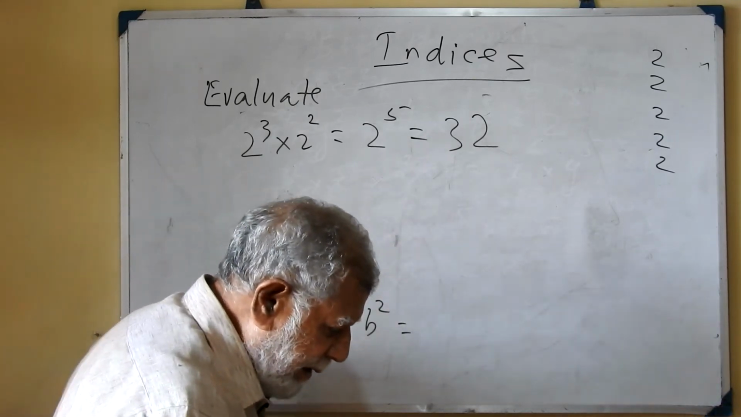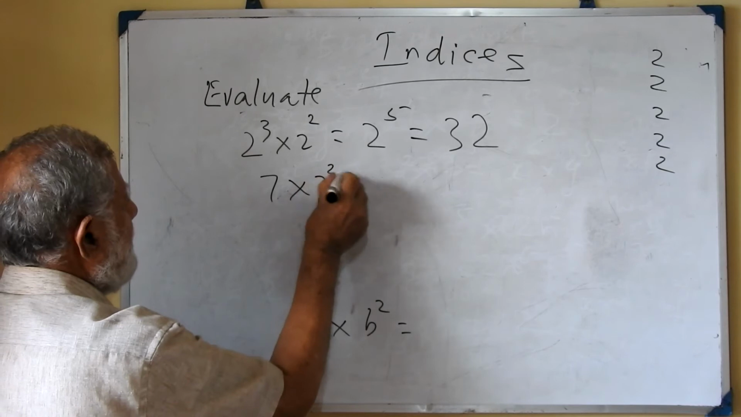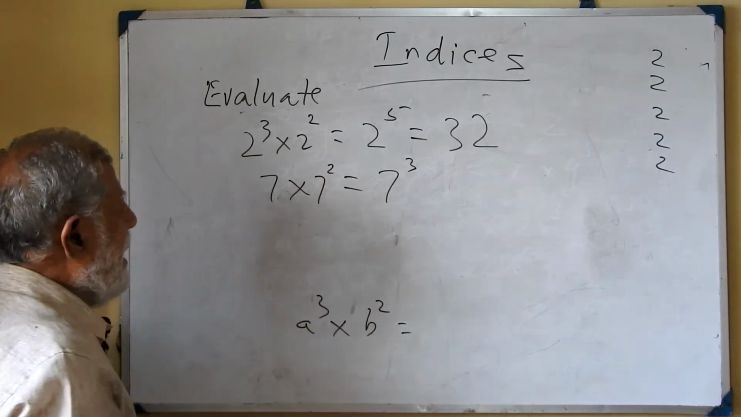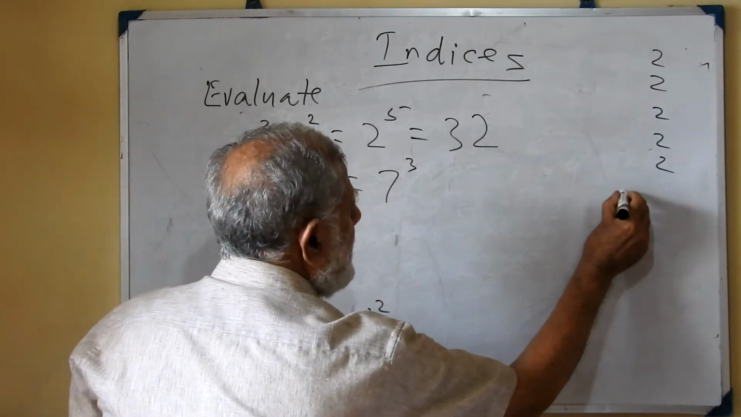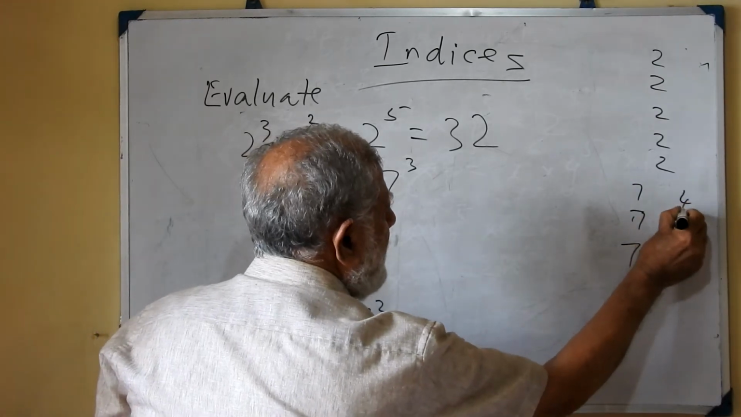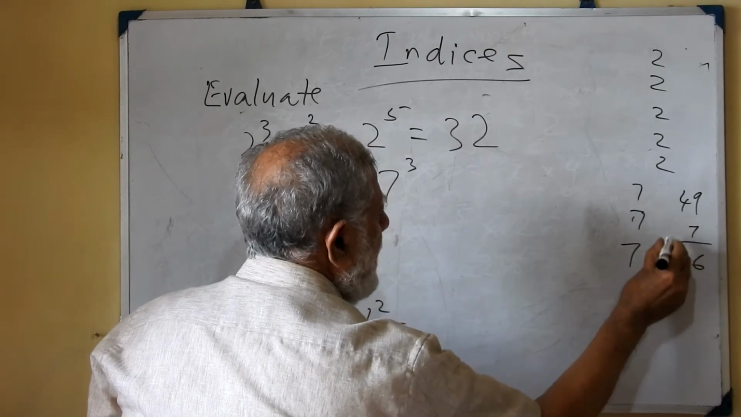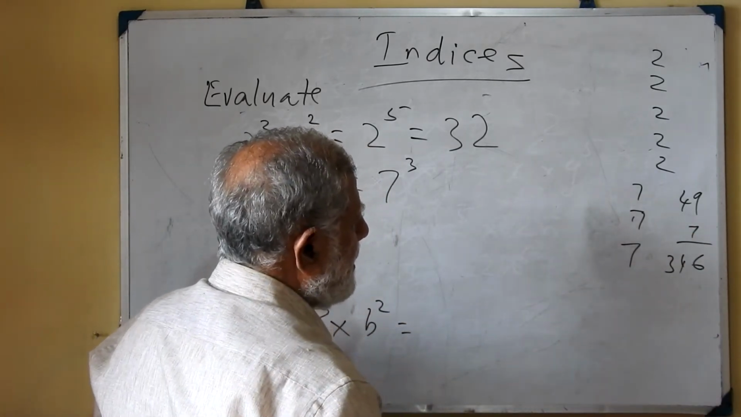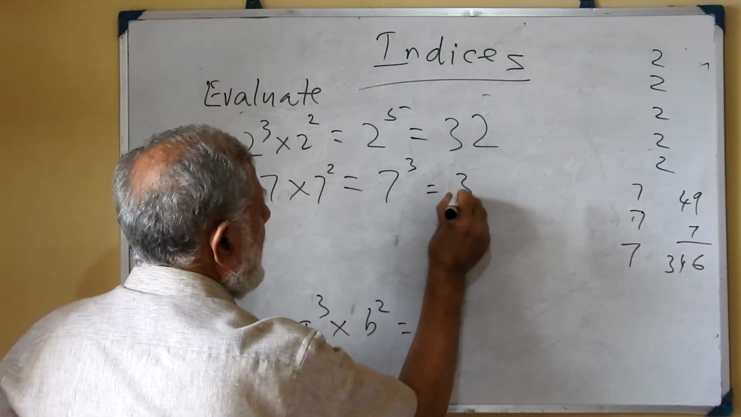We'll take another example. 7 into 7 squared. That is equal to 7 to the power of 3. That is 7 multiplied 3 times. How? 7 times 7, 49. 49 multiplied by 7. 7 nines are 63, 7 times 4 is 28 plus 6 is 34. Equals 343.